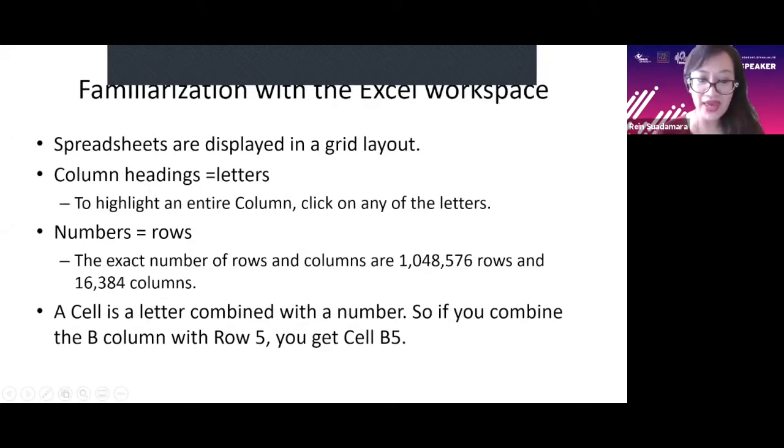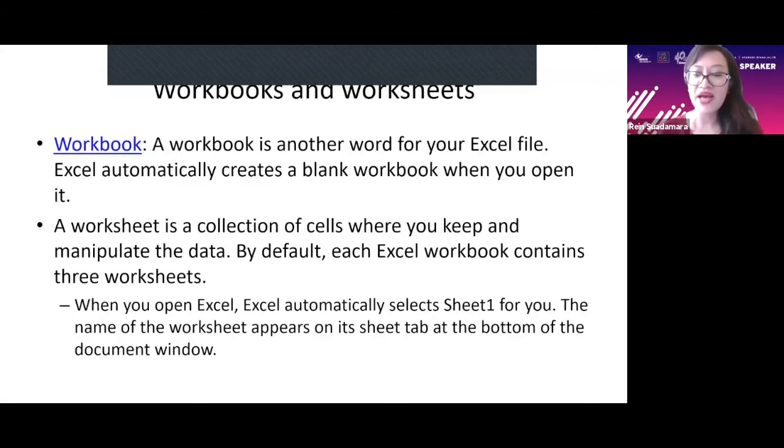Yeah, okay, so many numbers. And then the cell is a letter combined with the number. So if you combine the column and the row, you get, let's see, the B column and the row 5, so B5. I'm sure everyone who has tried Excel knows this. So this is just a reminder for you in case you forget what Excel is.